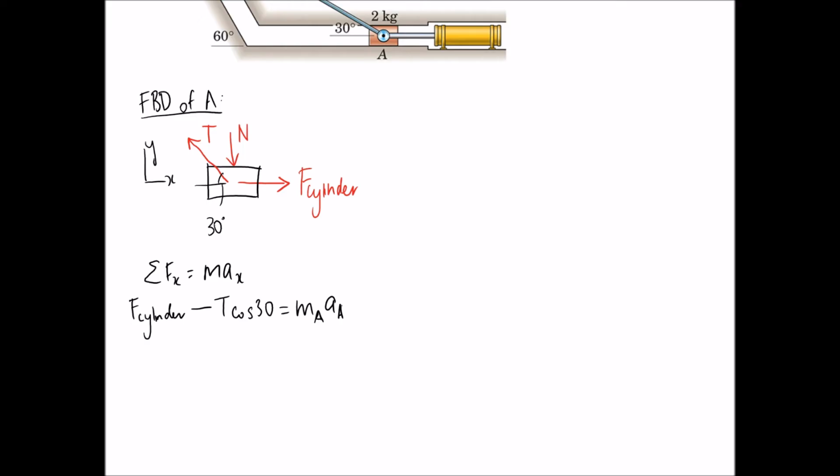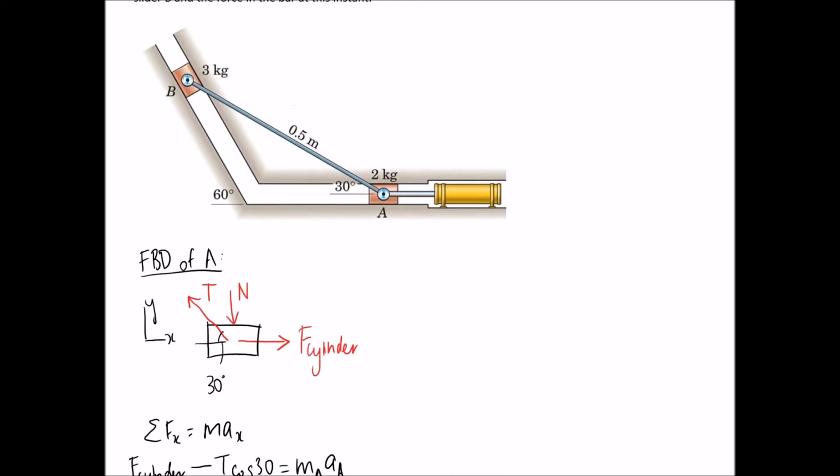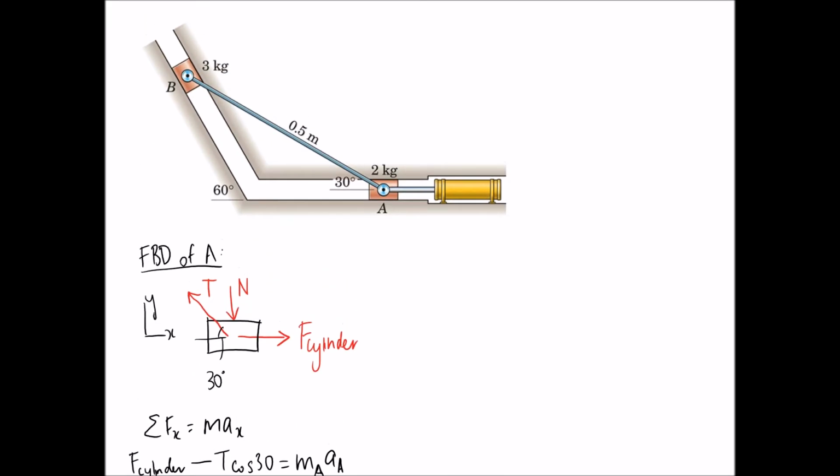So at this stage, we have too many unknowns to solve directly. We don't know what the force in the cylinder is, and we don't know what the tension in the bar is. However, we do know the mass and the acceleration, but I'm just going to leave it at that for now. So I'll scroll back up, and this time we're going to follow the same procedure, just with block B. So again, drawing it.